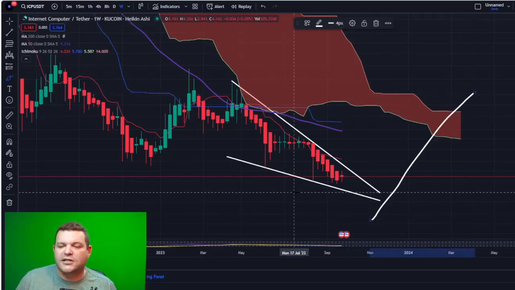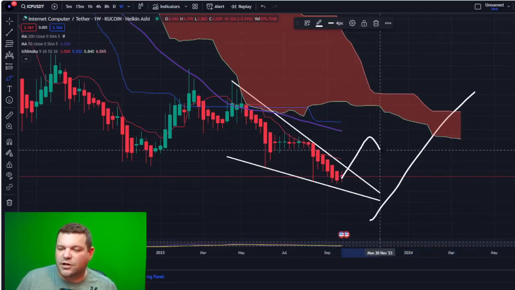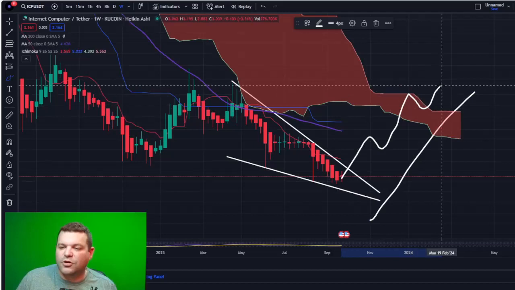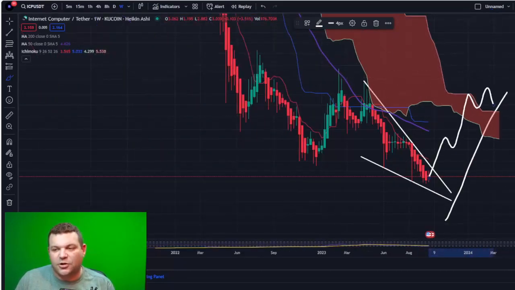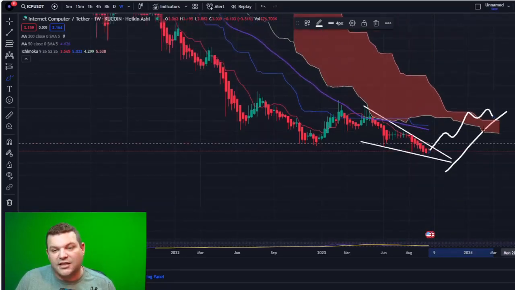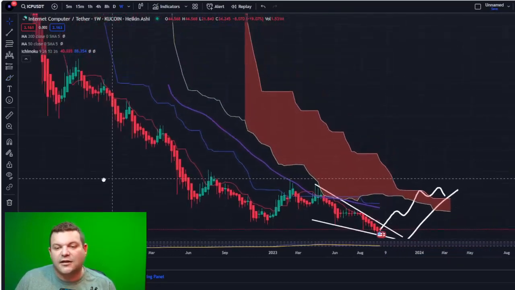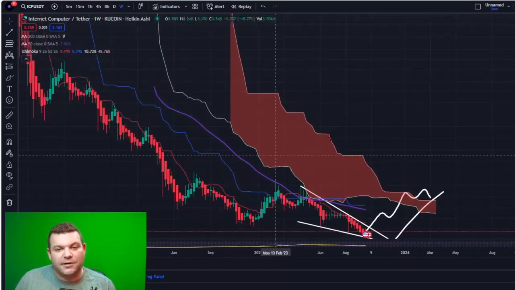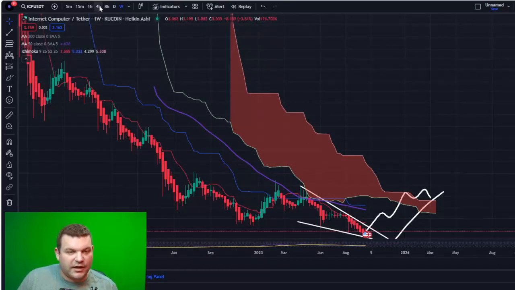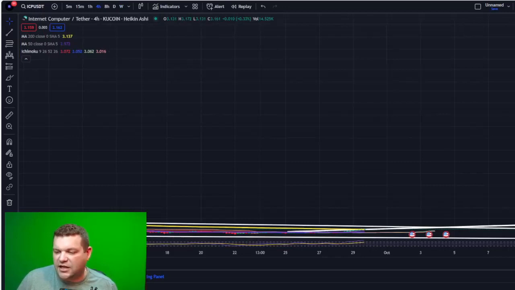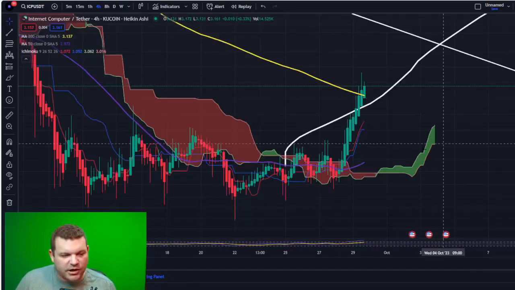I don't care what the price does in between, but I would like to see a move like this and have it kind of stay on top of this Ichimoku cloud on the weekly, because I have yet to see the price of ICP above the Ichimoku cloud on the weekly. So that's ballin', right? Let's just take a quick peek at the 4-hour, and then we're going to wrap this thing up.